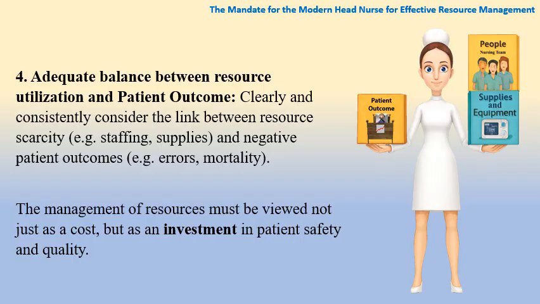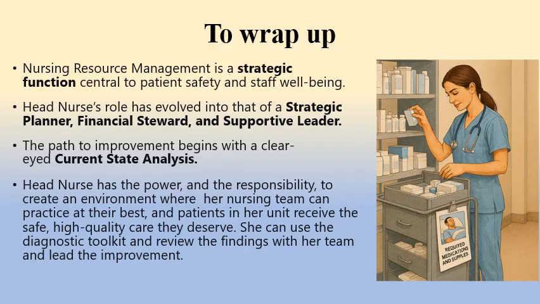4. Adequate balance between resource utilization and patient outcome. Clearly and consistently consider the link between resource scarcity, for example staffing, supplies, and negative patient outcomes, for example errors, mortality. The management of resources must be viewed not just as a cost, but as an investment in patient safety and quality.